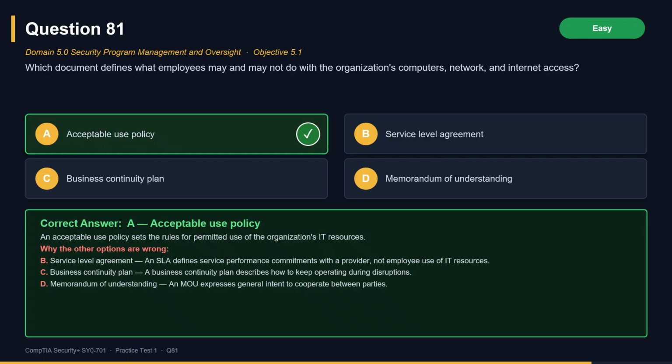Now, why the other options are wrong? Service level agreement is incorrect. An SLA defines service performance commitments with a provider, not employee use of IT resources. Business continuity plan is incorrect. A business continuity plan describes how to keep operating during disruptions. Memorandum of Understanding is incorrect. An MOU expresses general intent to cooperate between parties.